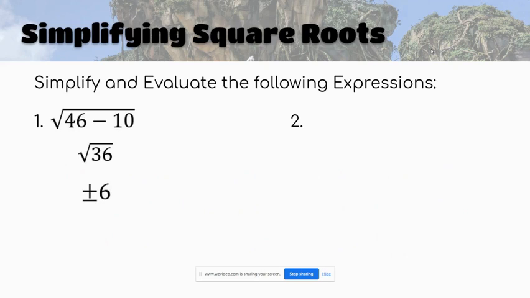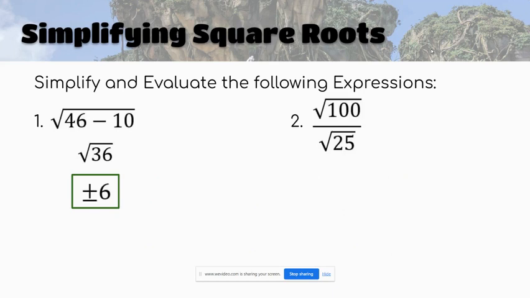The reason it is plus or minus 6 is because when we talk about squaring something, that means a number times itself. Well, if I multiply negative 6 times negative 6, I still get positive 36. Therefore, when I take the square root of positive 36, my answer can either be positive 6 or negative 6.